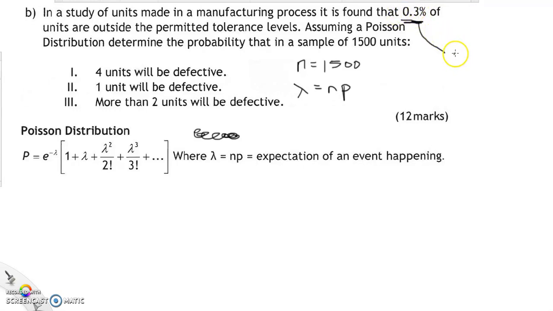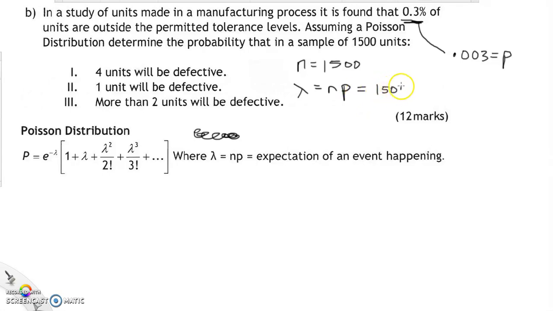So you'd have 0.003, because it's 0.3%. It's 0.3 of 1%, right? So this is p. If it was 30%, then you'd have a 0.3 here. So 0.003 is p.